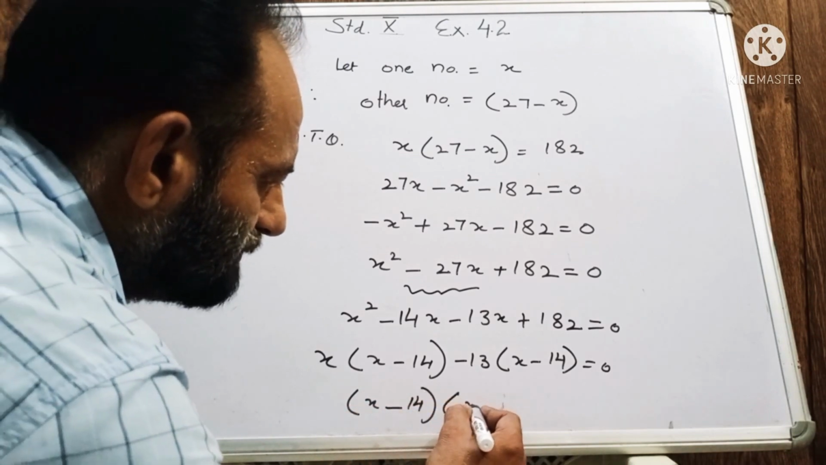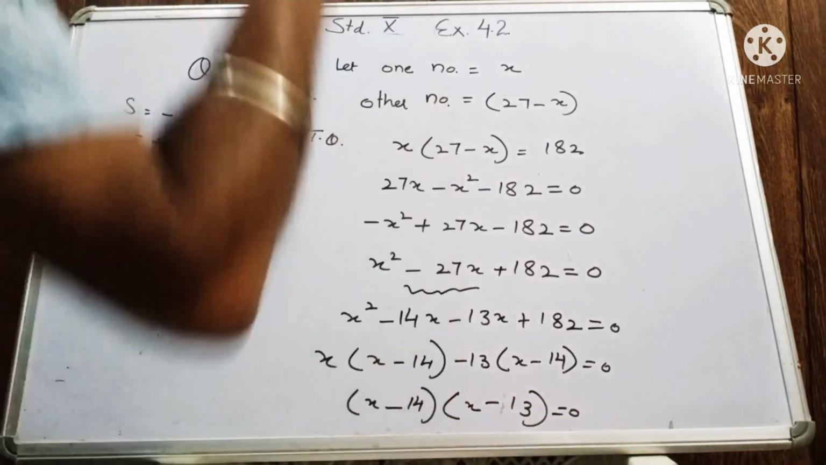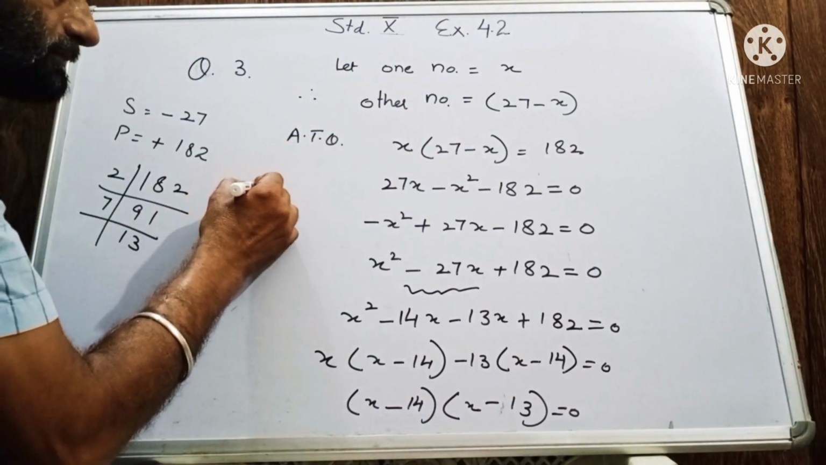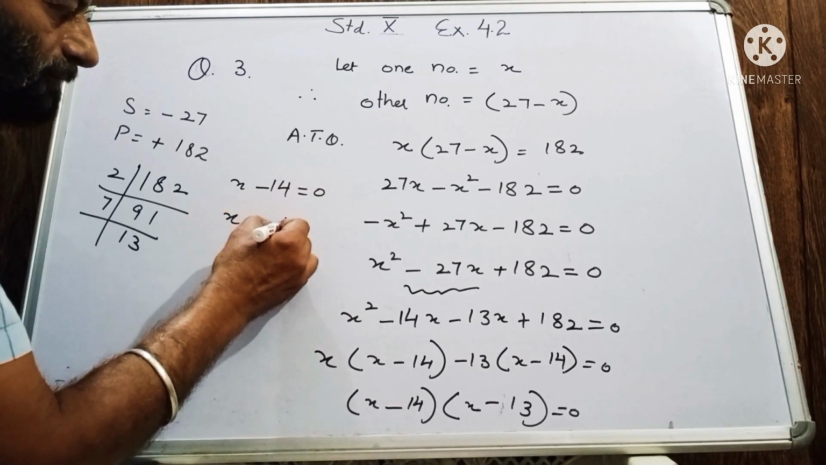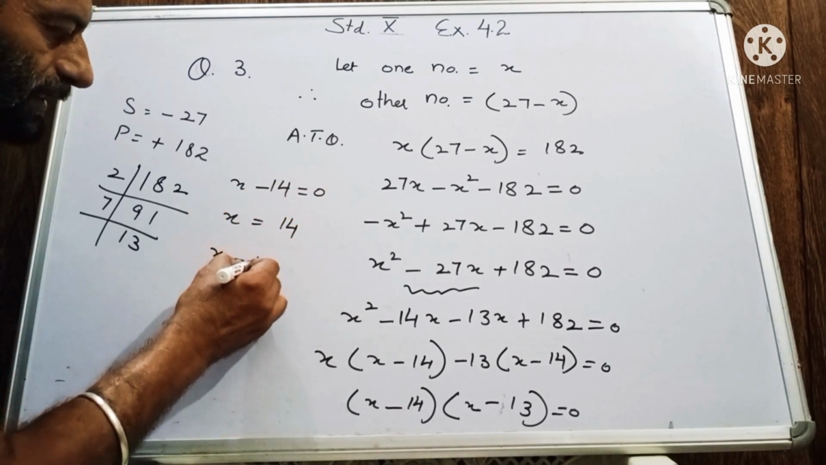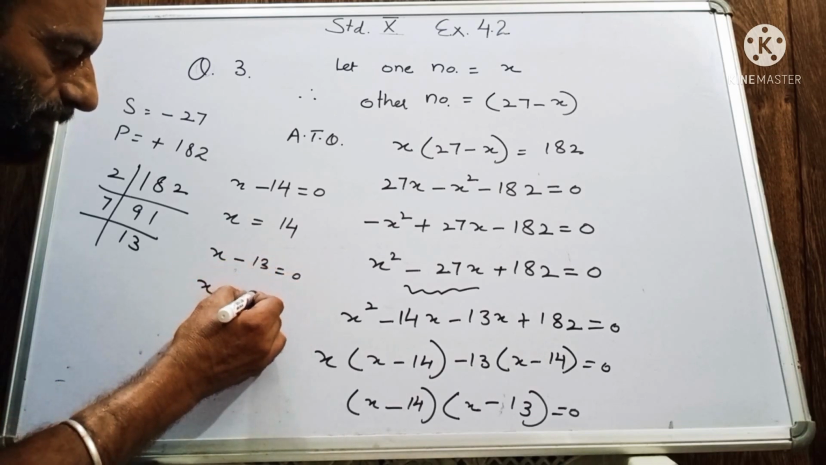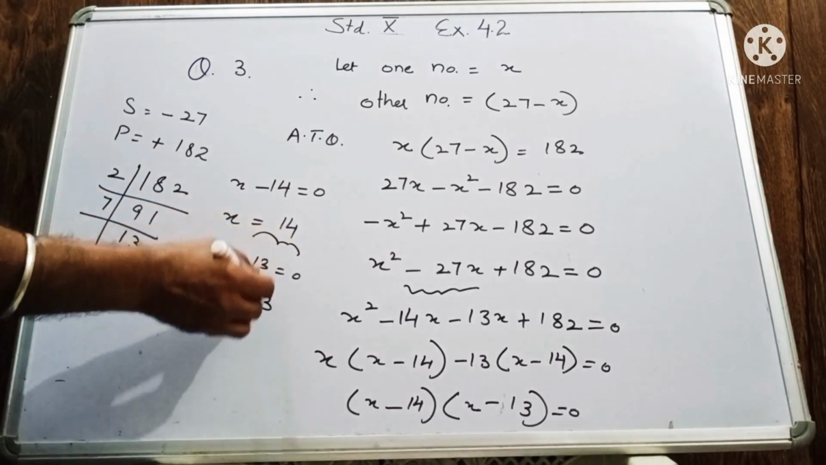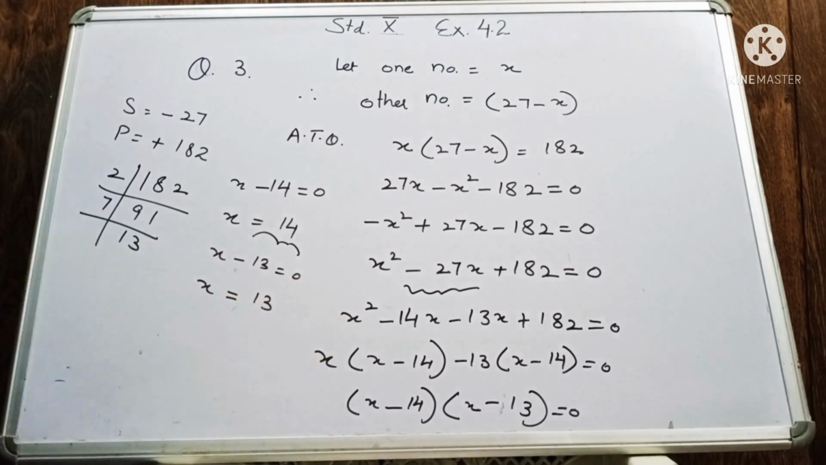What is left? X minus 13 is equal to 0. Either x minus 14 is equal to 0 and you will get x is equal to 14, or x minus 13 is equal to 0, you will get x is equal to 13. If the first number is 14, then the second will be 13. If the first number is 13, second will be 14. So 13 and 14 are the numbers.